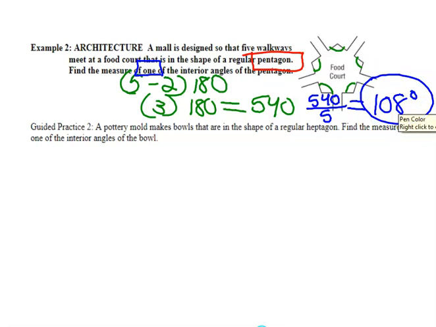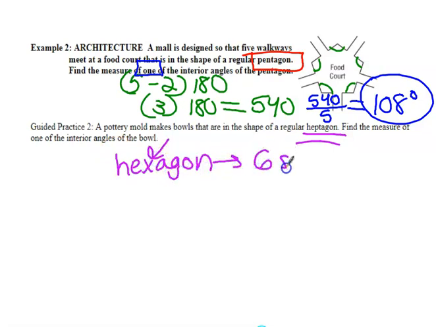Okay? A pottery mold makes bowls that are in the shape of a heptagon. Find the measure of one of the interior angles of a bowl. So this is what I remember. Hexagon has an X in it, just like the number 6. Okay, so that's how I remember it. So hexagon is 6. Heptagon is 7. So that's how I remember the difference between a hexagon and a heptagon.